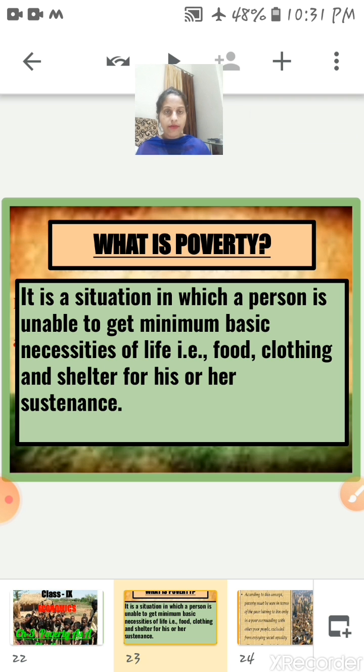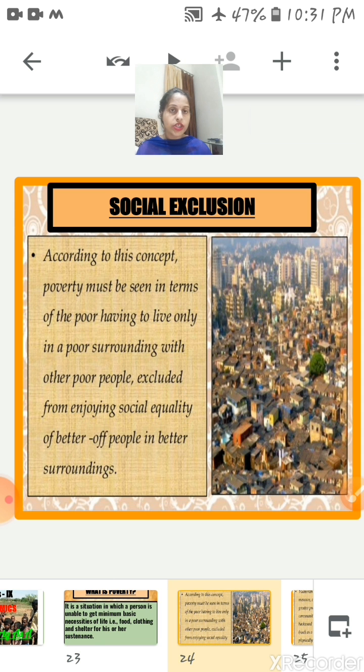In the previous video we learned what poverty is, right? Basically it is a situation in which a person is unable to get the minimum basic necessities of life, for example food, clothing and shelter for his or her sustenance. So this is called poverty. Then next we discussed social exclusion and vulnerability, right?